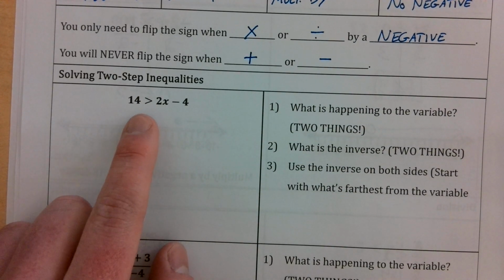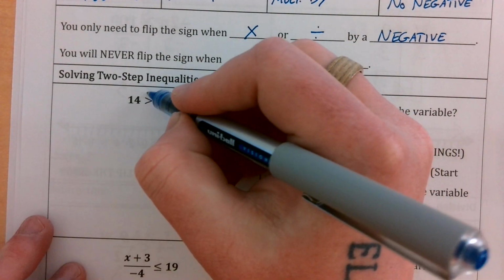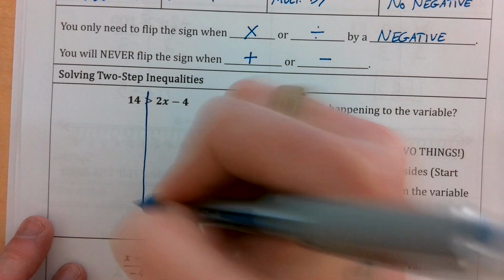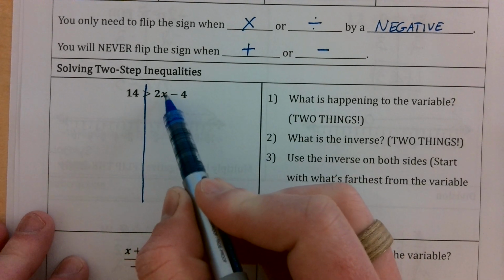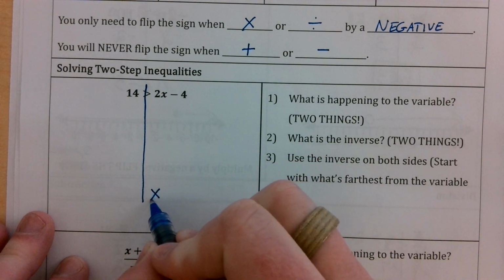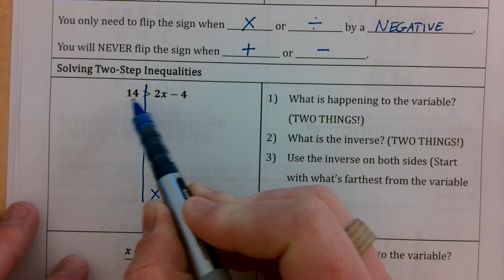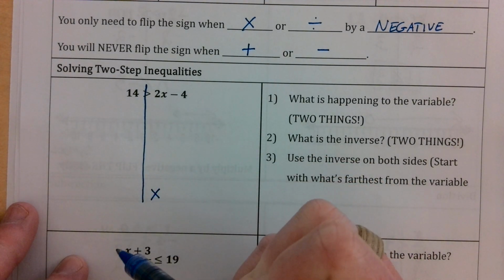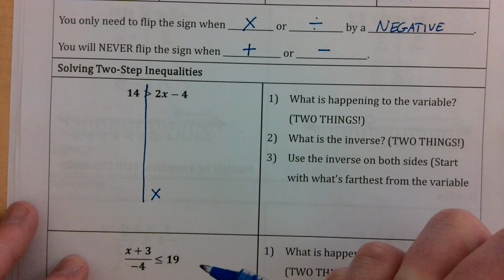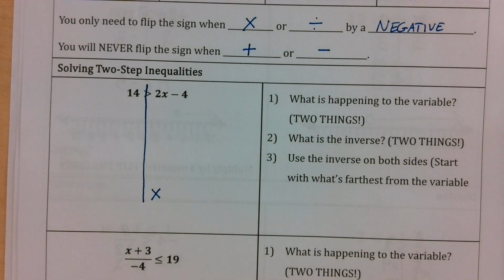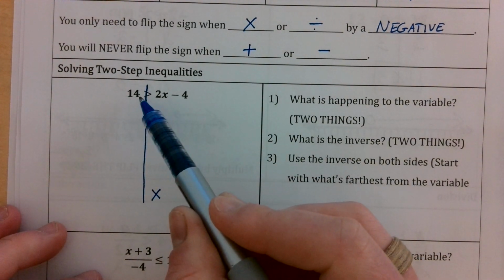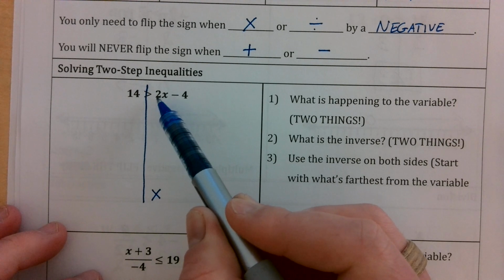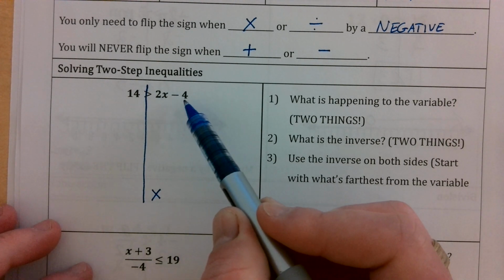So when we're solving two-step inequalities, we still want to draw our line down the inequality sign and identify our variable. In this case, my variable is x. That's what I'm solving for. Now, I'm not sure if I need to flip my inequality symbol, so I might just leave that until the end. So I have 14 is greater than 2 times x minus 4.